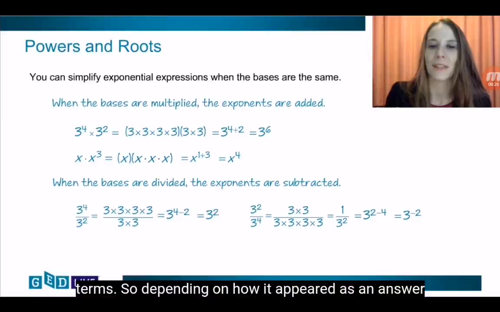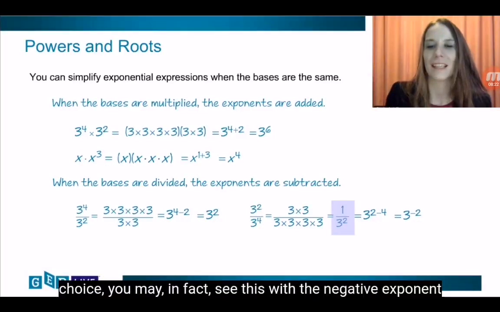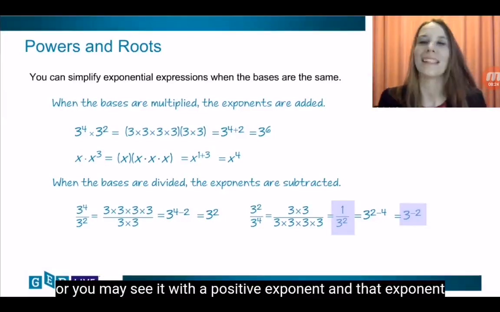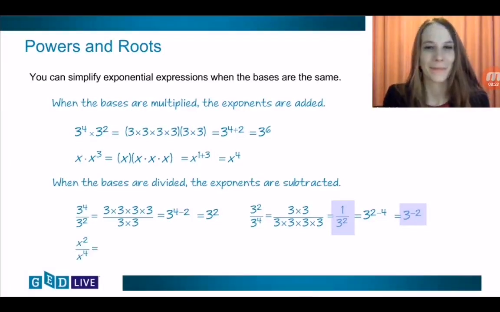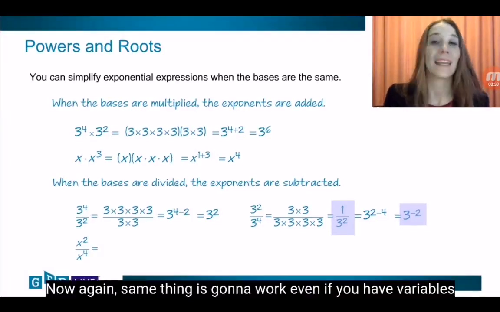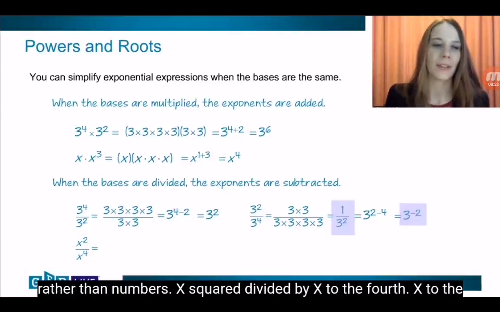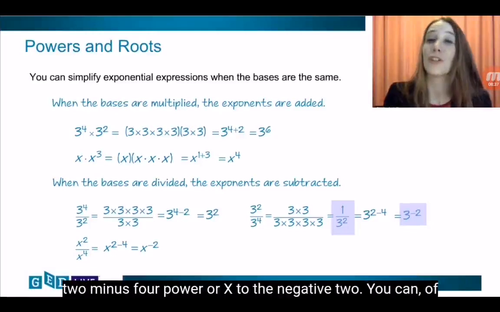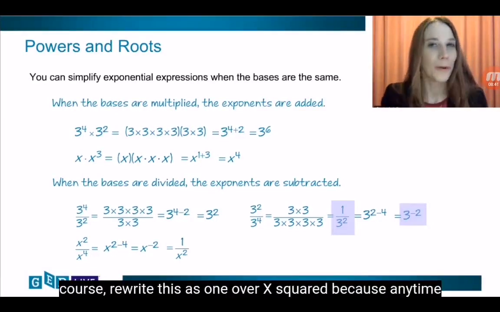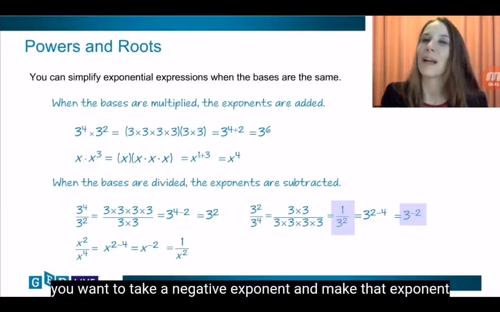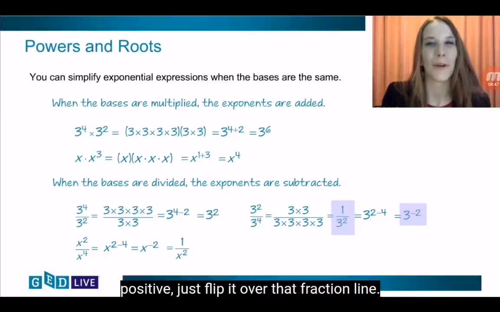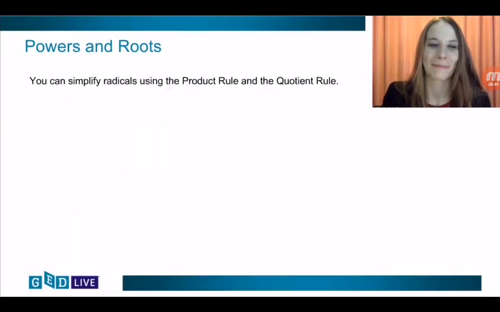Depending on how it appears as an answer choice, you may in fact see this with a negative exponent, or you may see it with a positive exponent and that exponent there in the denominator. Now again, same thing is going to work even if you have variables rather than numbers. x squared divided by x to the 4th is x to the 2 minus 4 power, or x to the -2. You can, of course, rewrite this as 1/x squared, because anytime you want to take a negative exponent and make that exponent positive, just flip it over that fraction line.